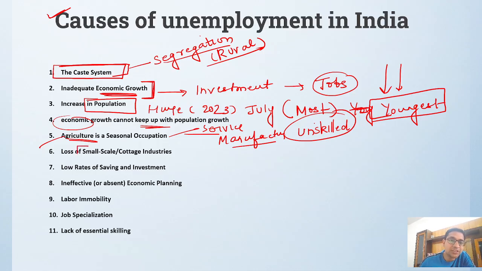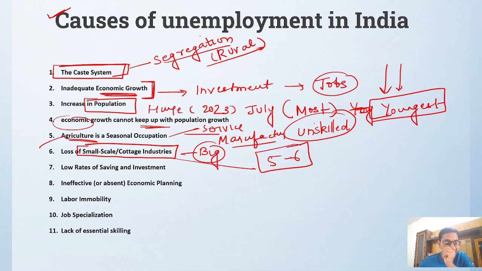We have lost small and cottage industries to the big industries. Big industries have taken over, because earlier small and cottage industries kept on providing 5 to 6 jobs in their homes, in their small factories. But now these small employments are being totally wiped out.